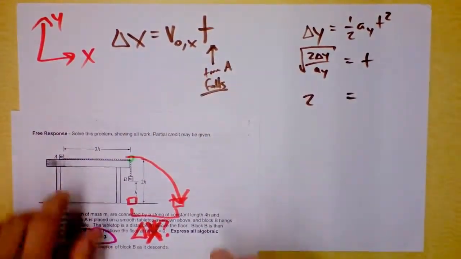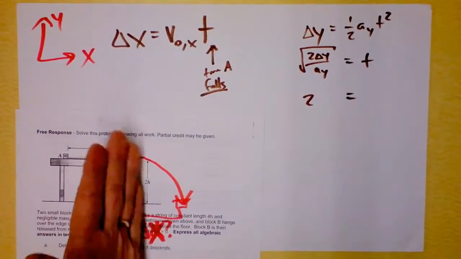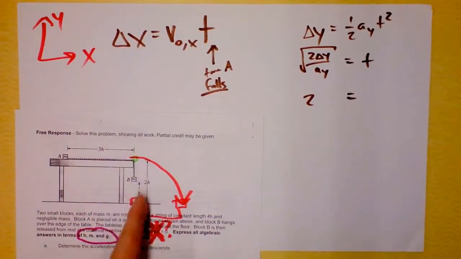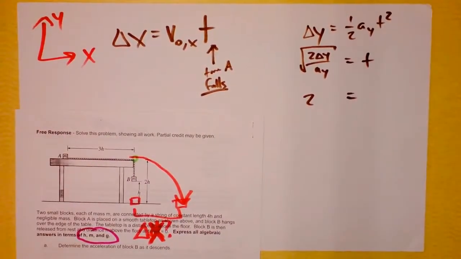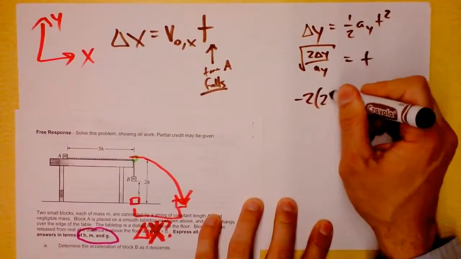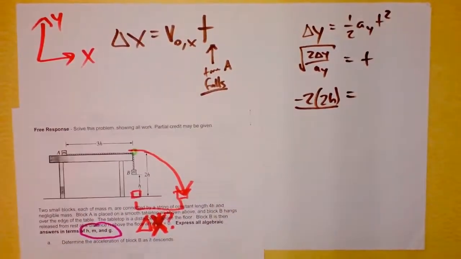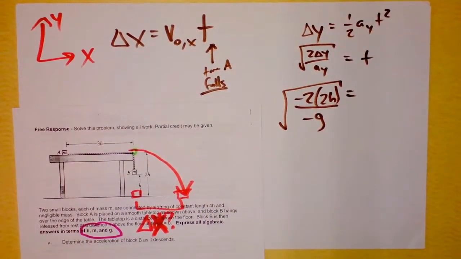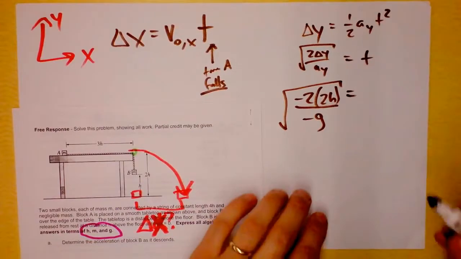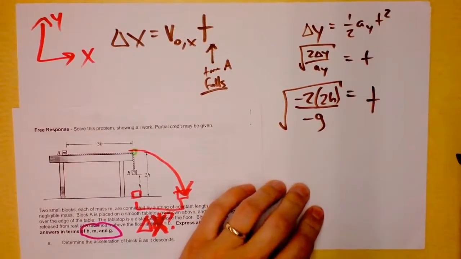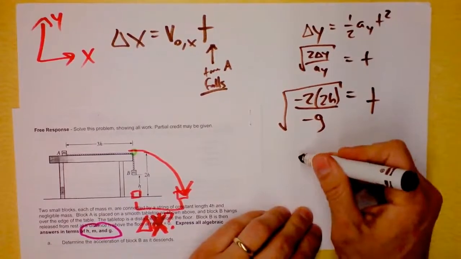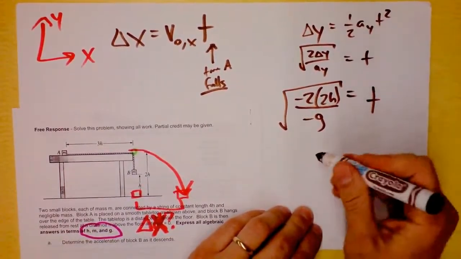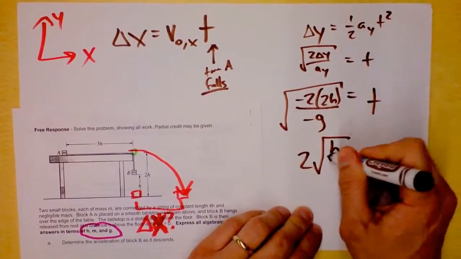I'm not including the time that it's traveling across the table. Nobody cares about that. I want to know how far it goes from the time that it hits the edge of the table to over to here. So what is delta Y for block A? It's negative 2H, right? And what is A sub Y for block A? Negative baby G. Just take out the negatives. I'm going to factor out a 2, and I get 2 times the square root of H over G. Donovan's going to like this in particular.